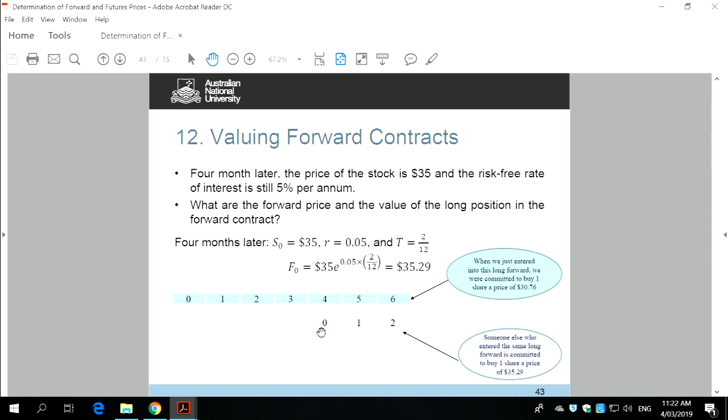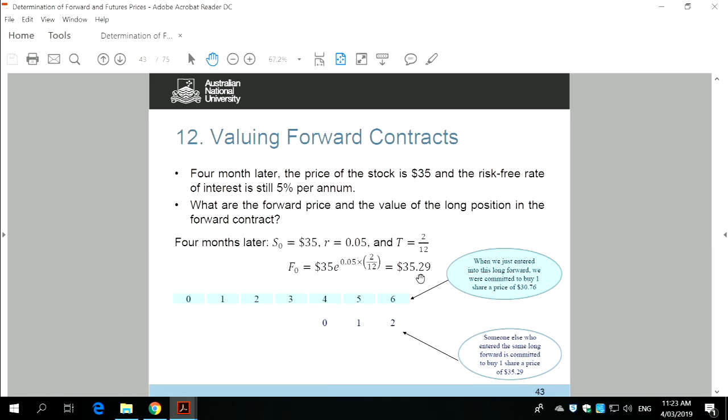And he will get a contract. And the forward price in July, the way we calculate that is we take the spot price in July, 35, multiplied by e to the power of 5%, and be aware of the maturity here because he entered in July and he wants to buy in September, so that's 2 months later. So 2 over 12. And he gets a different forward price to buy the same stock. He gets $35.29.